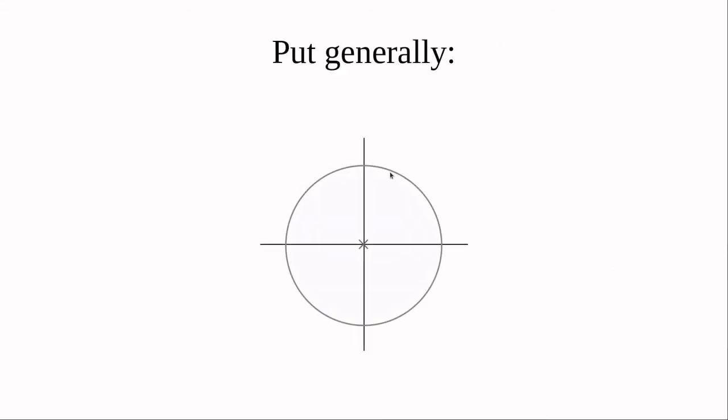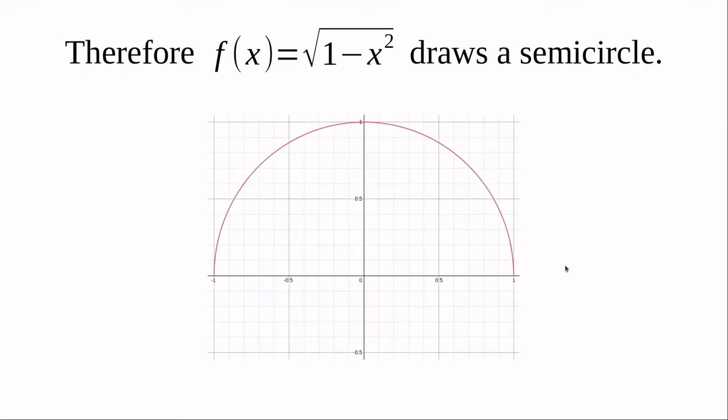So for a general point, let's take this one with r equal to 1, x and y to be determined. We want to find y as some sort of expression in x. So we can form our Pythagoras equation again: 1 is x squared plus y squared. If we put y on its own side and x on another side and square root it, y equals the square root of 1 minus x squared. Because the square root is only a positive function, that's the equation for a semicircle. Therefore, f of x equals the square root of 1 minus x squared draws a semicircle.